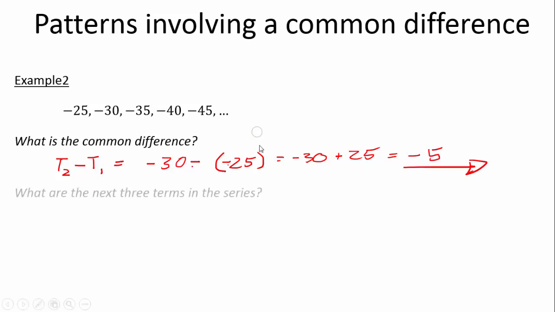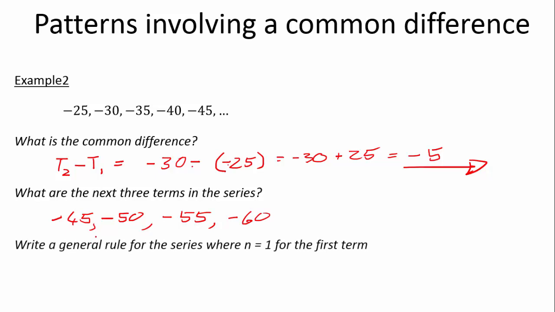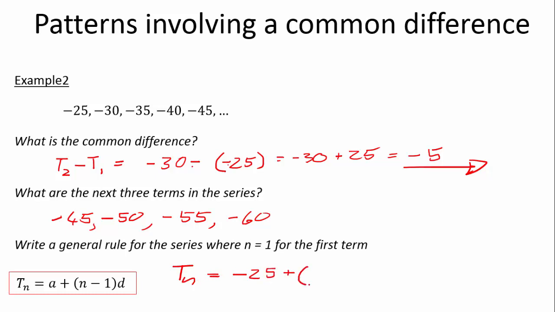As you can see, it's getting smaller. What are the next 3 terms? So we had negative 45, then negative 50, then negative 55. We're just simply taking 5 away every time. Then minus 60. Write the general rule for the series where n equals 1 for the first term. We're given the formula. It's very easy. So we go Tn. What is the first term? A is equal to negative 25 plus n minus 1. What is n minus 1? We just write it as n minus 1. And D of negative 5. I've put that in brackets to keep it neat.